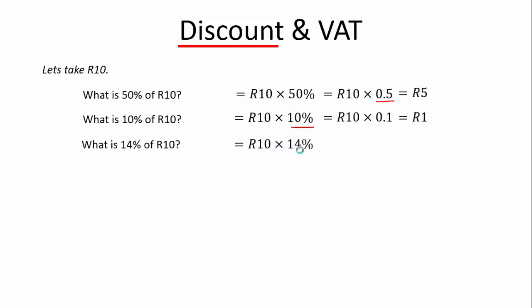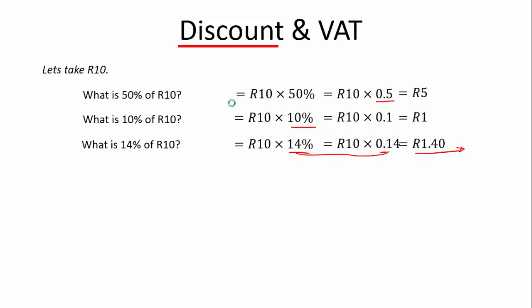That's 10 Rand times 14%, which is equal to 10 Rand by 0.14. Remember that a percent is always shown up like that, where it's 2 decimals to the left, because a percent is out of 100, which is 2 decimal places to the left. So 10 Rand times 0.14, and that is equal to 1 Rand 40.